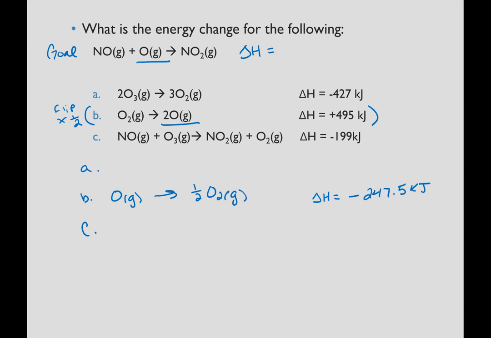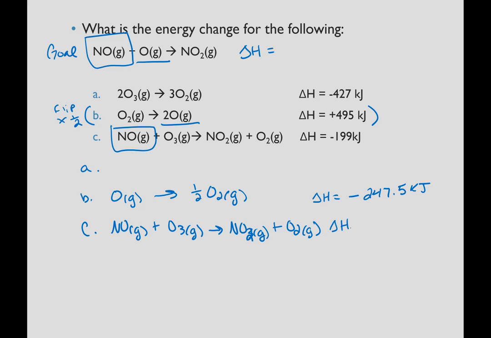Equation C, I can actually pick the NO or the NO2. It does not matter at all. I will pick the NO. I will make it match that NO. But if you pick the NO2, you're going to get the same thing. They are on the same side. They do have the same coefficient. So I'm actually not going to do anything to C. I'm just going to rewrite it exactly as it was up above. NO2 gas plus O2. I didn't do anything to the equation. Don't do anything to the delta H.